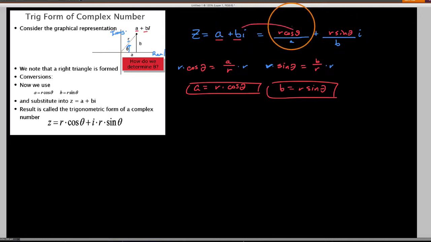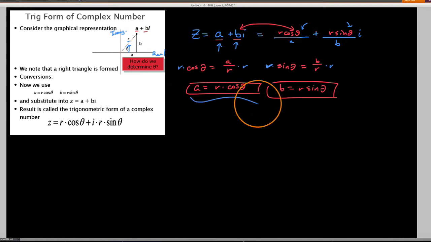So these two numbers really are the same things, except in the first instance here, we say that this is a rectangular representation because it takes us left and right, up and down to get there. Whereas writing it thusly, we have r cosine theta plus r sine theta i. We have both the direction angle as well as the distance out from the origin going in that direction.